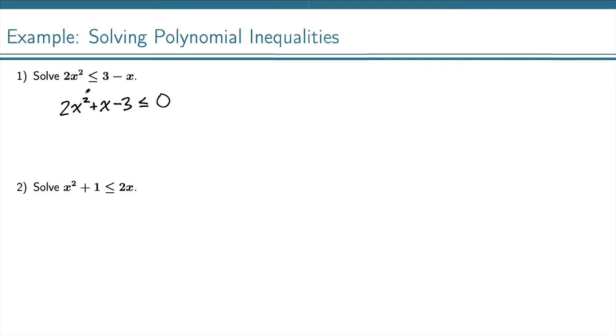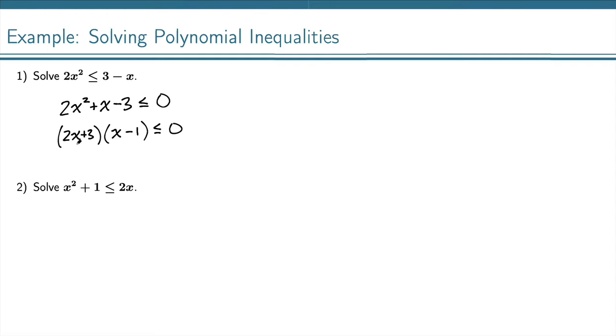The next thing is to factor this as much as possible. So we can factor this as a 2x and an x, and then we're going to have a 3 and a 1. So minus 1 there and a plus 3 there. And this is less than or equal to 0.